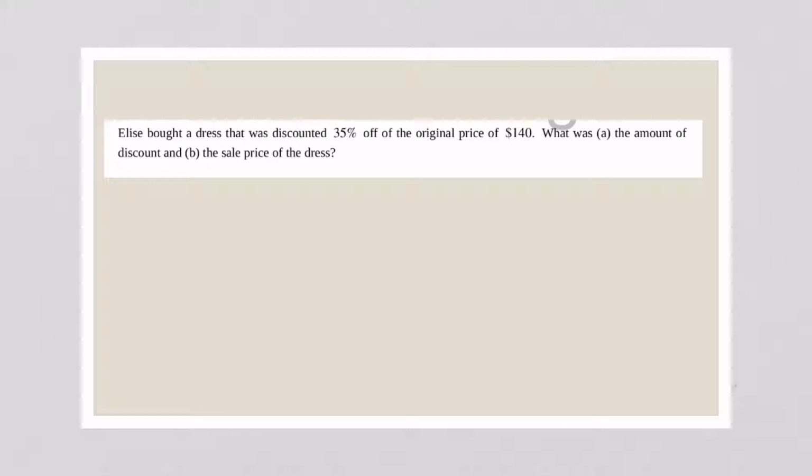Okay, on this problem, Elise bought a dress that was discounted 35% off the original price of $140. What was A, the amount of discount, and B, the sale price of the dress? So in order to find the amount of the discount, you take the original price and you multiply it times the discounted rate as a decimal. So 0.35. On my calculator, I'm typing in 140 times 0.35, and I get $49.